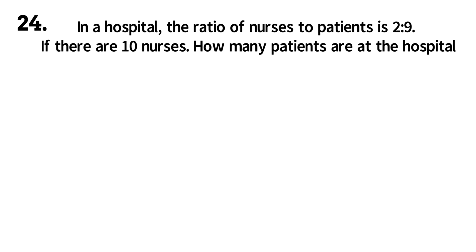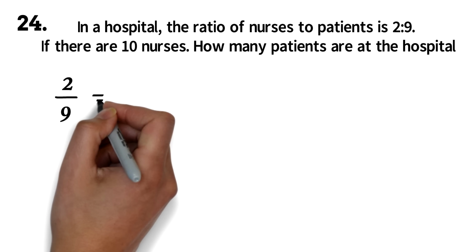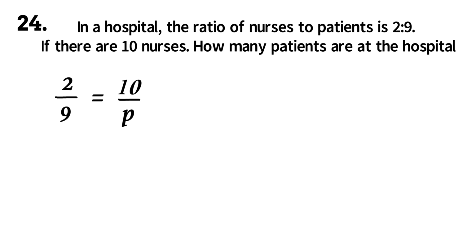In a hospital, the ratio of nurses to patients is 2 to 9. If there are 10 nurses, how many patients are at the hospital? You can write the ratio 2 to 9 as 2 over 9. We will equate this to 10 over P, where P represents patients. We wrote the 10 on the top because the ratio of nurses is on the top. We wrote P at the bottom because the ratio of patients is at the bottom. We can now solve for P.